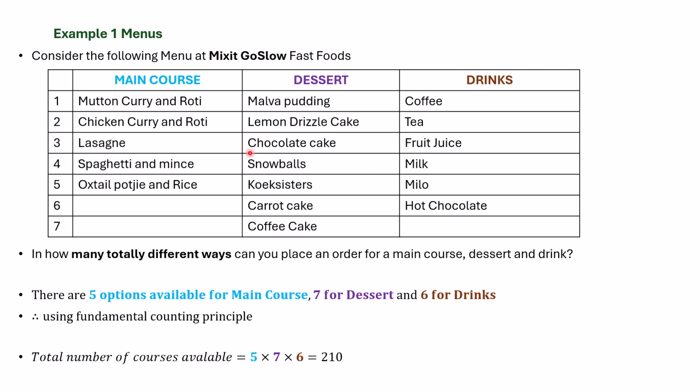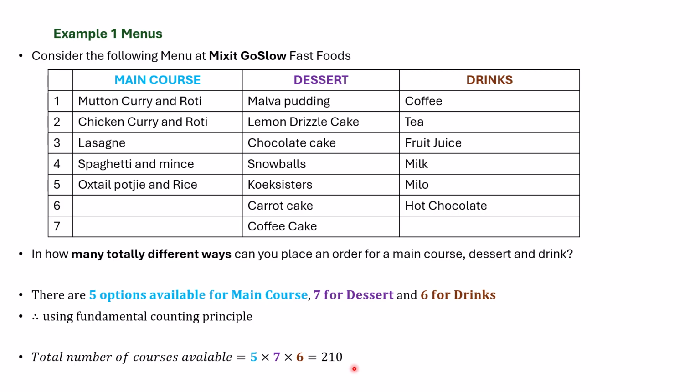Right, so in how many totally different ways can you place an order for main course, dessert, and drinks? Under main course, as I said, there are 5 options available. For dessert, you can see it goes from 1 all the way to 7. I have 7 options available for dessert. For drinks, I have 6 options available. So using my fundamental counting principle, the number of courses available to me is 5 times 7 times 6. So that gives me 35 times 6, which then gives me 210 different courses available to me.